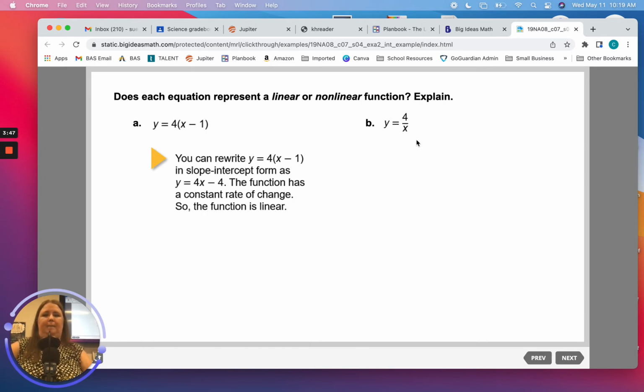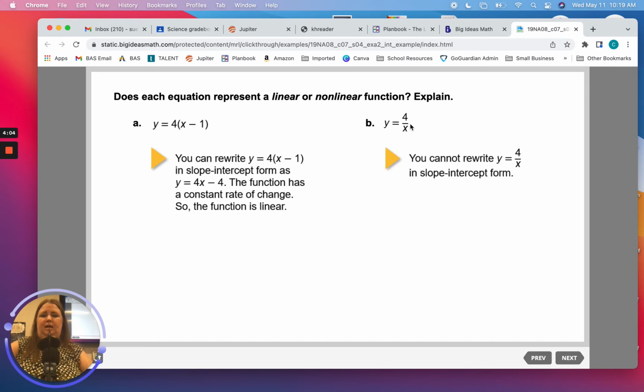So now let's look at B. Can we rearrange this one at all to make it a linear function? You have 4 divided by x. Can I move the 4 to the side of the x or under the x? No.